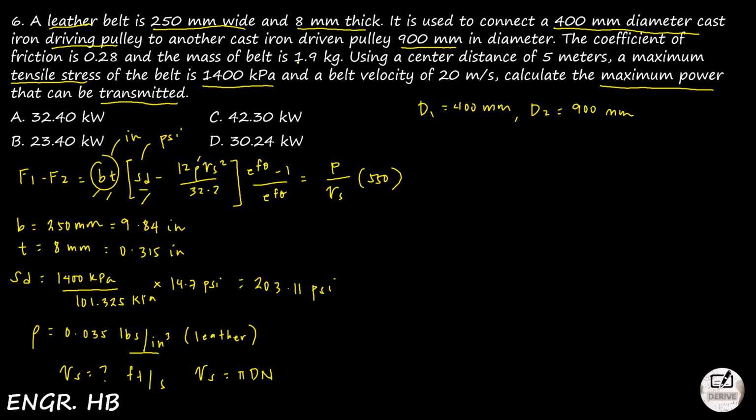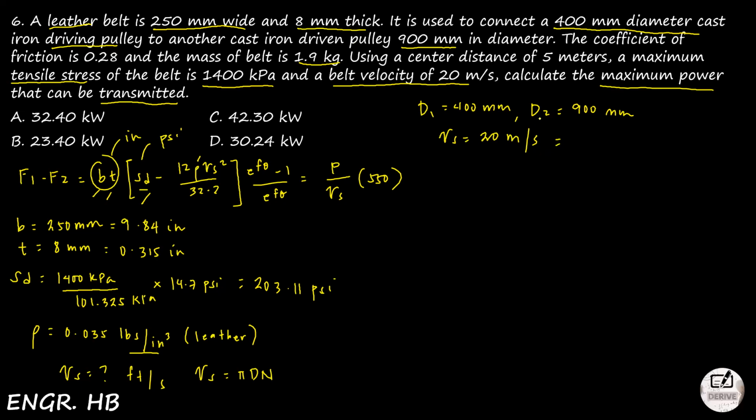And the mass of belt is 1.9 kilogram. Using a center distance of 5 meters, a maximum tensile stress of the belt is 1,400 kilopascal and belt velocity of 20 meters per second. May given na palang velocity. So that will become 20 meters per second. So convert natin sa feet per second.